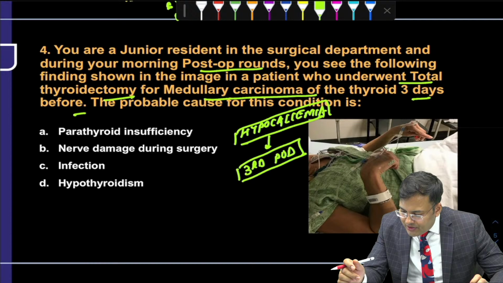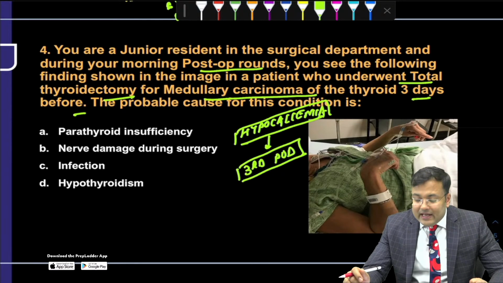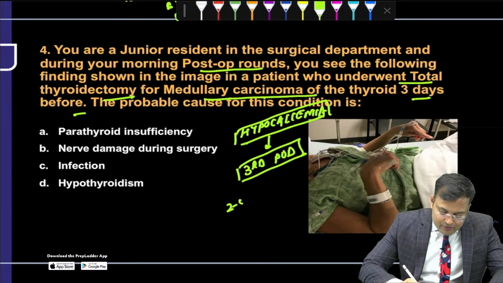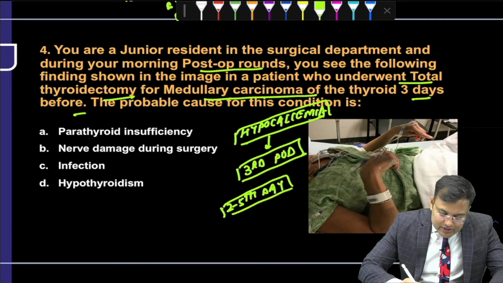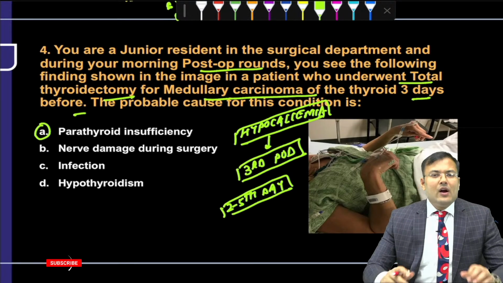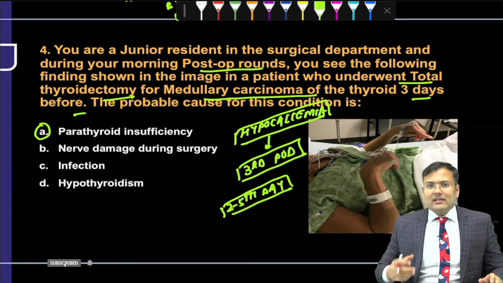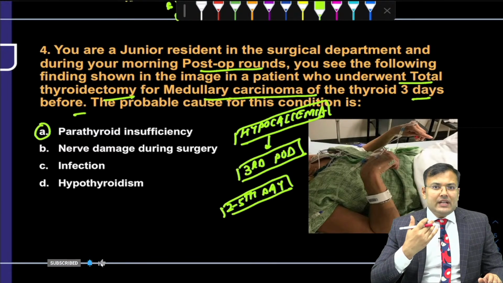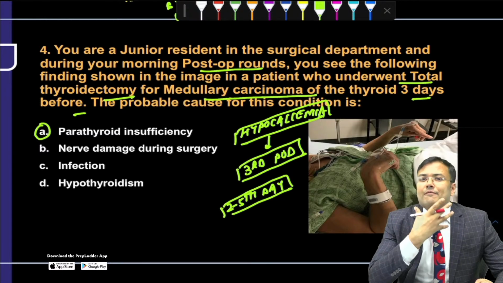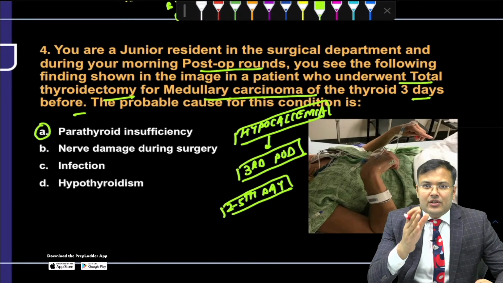Very good. Rajesh, yes. 2nd to 5th day. It is not 3rd to 5th day. It is 2nd to 5th day. This is the question which is asked frequently. So it is because of parathyroid insufficiency. Another question for you guys. What is the most common cause of parathyroid insufficiency during thyroidectomy? Tell me. I'm waiting for your reply. Most common cause of parathyroid insufficiency during surgery.